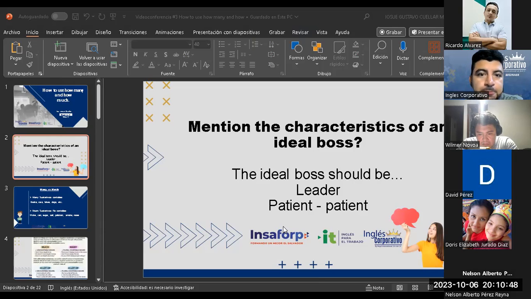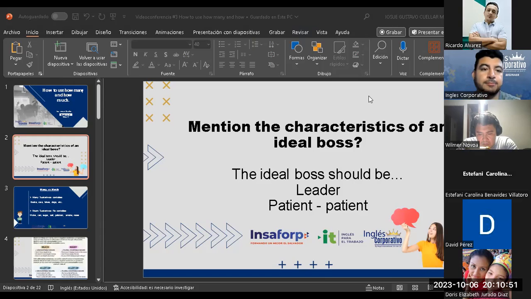We're going to start with Stephanie and then Luz. Okay, Stephanie, please. The way I see it, the ideal boss should have leader qualities, be empathetic, humble, and a team player. Okay, yes, of course. I like that you use the way I see it, okay? You're expressing your opinion. That's perfect. Yes, empathic. Positive leader, yes, a positive leader. Because we have different types of leaders, right? Yes, of course. Thank you.